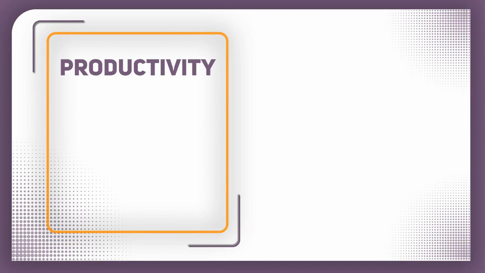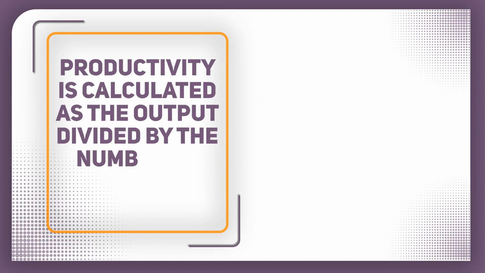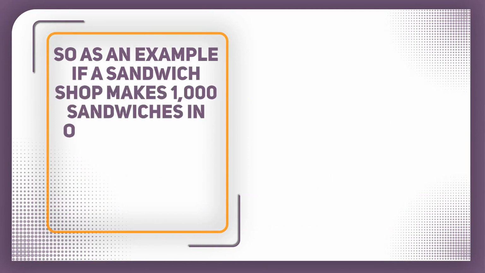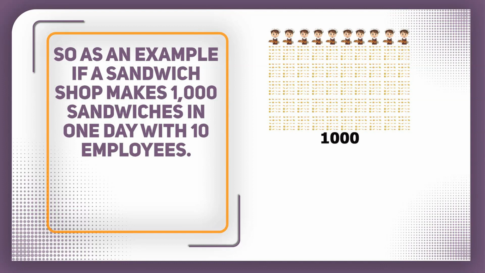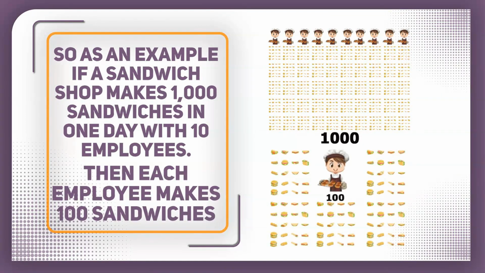Productivity, on the other hand, or at least labour productivity, is calculated as the output divided by the number of employees doing the task. So as an example, if a sandwich shop makes 1,000 sandwiches in one day with only 10 employees, then each employee makes an average of 100 sandwiches.